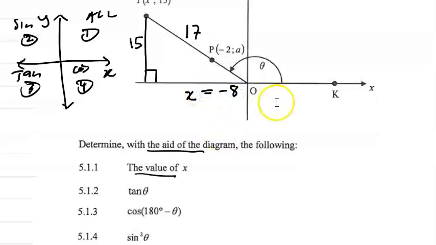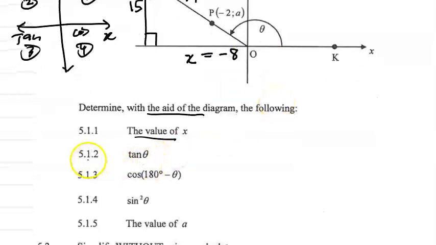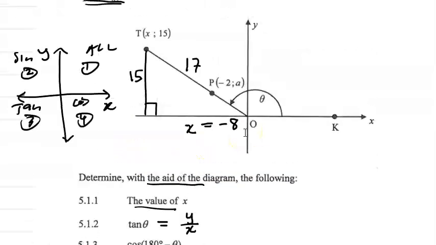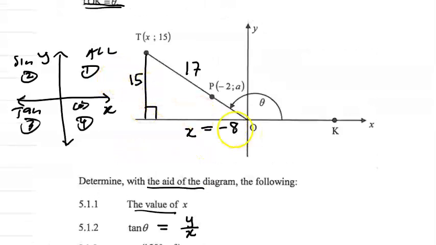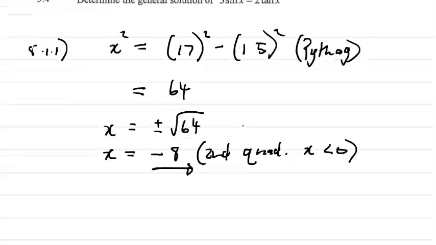It's important. Now in 5.1.2, what is tan of theta? Tan of theta is equal to the y value over the x value. So y over x, or opposite over the adjacent. Remember, y is your opposite side, x is your adjacent side. So what's your y value? Your y value is 15 and your x value is minus 8. So that will be 15 over minus 8.